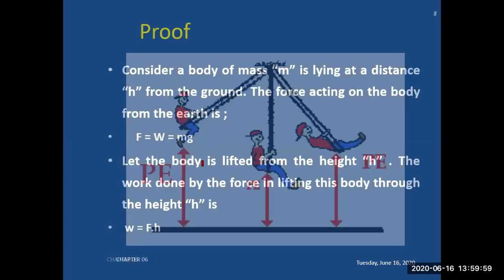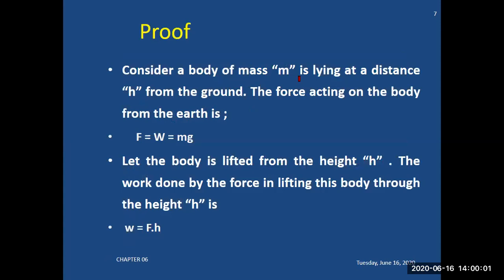And if you look at, consider a body of mass m lying at a distance h from the ground. The force acting on the body from the earth is F equal to W, and this is the weight acting on the body, equal to mg. Let the body be lifted through the height h. The work done by the force in lifting the object through the height h is this one, I have already explained. This is the formula used to calculate the amount of work done.